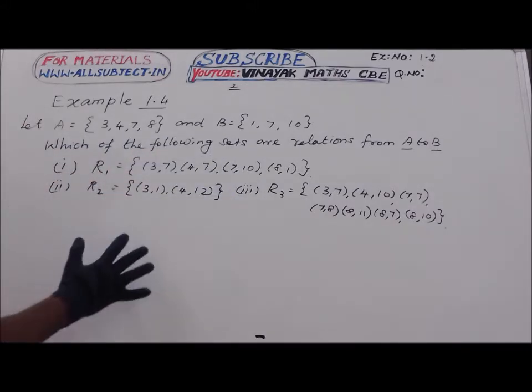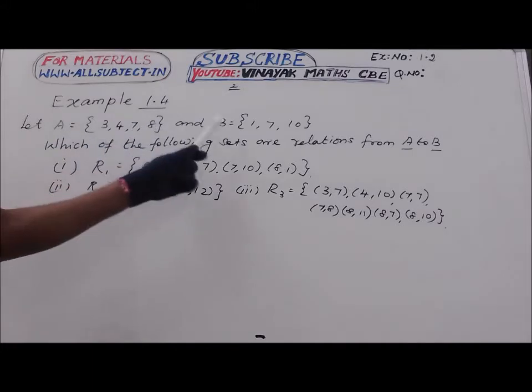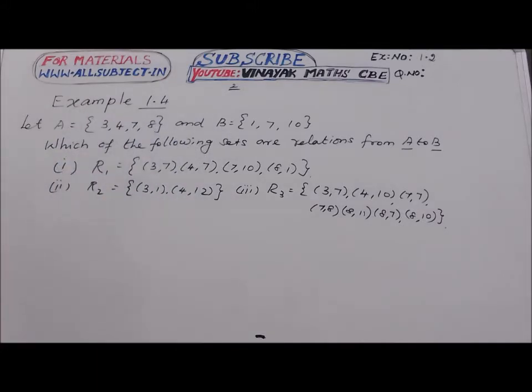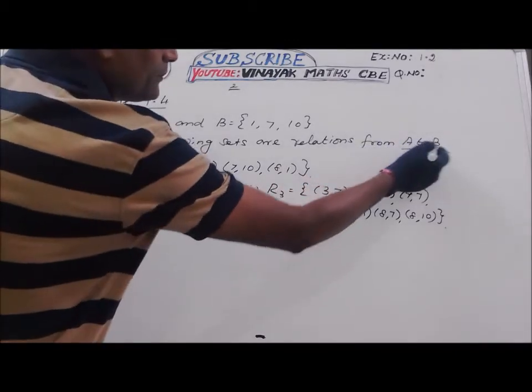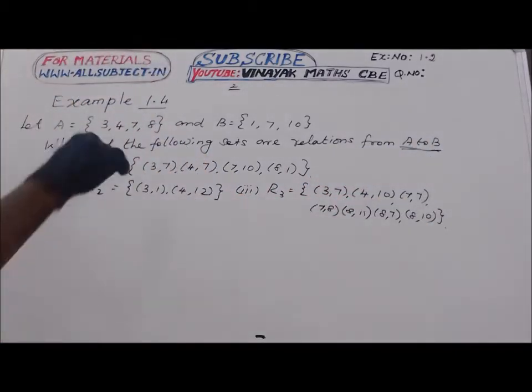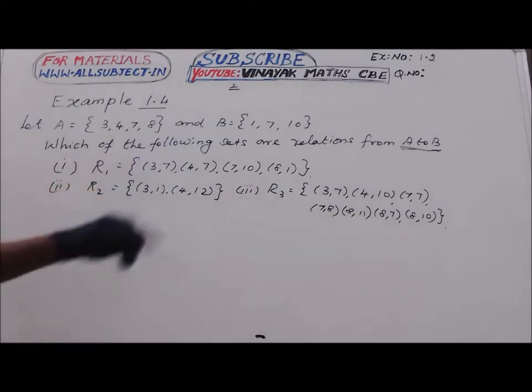To check whether these are relations or not, first we should calculate the Cartesian product of A and B, because the relations are defined from A to B. So we should calculate the Cartesian product of A and B.